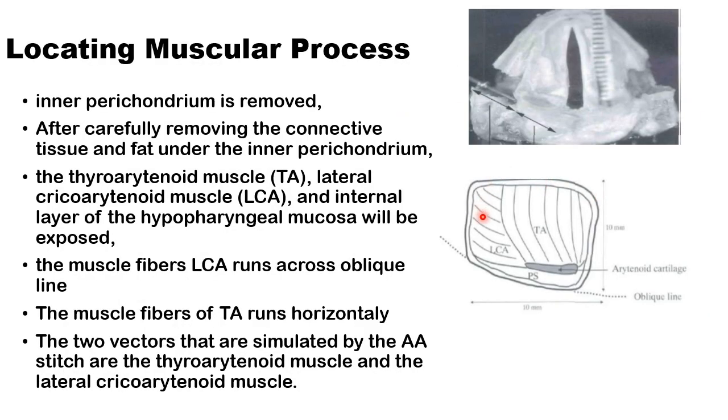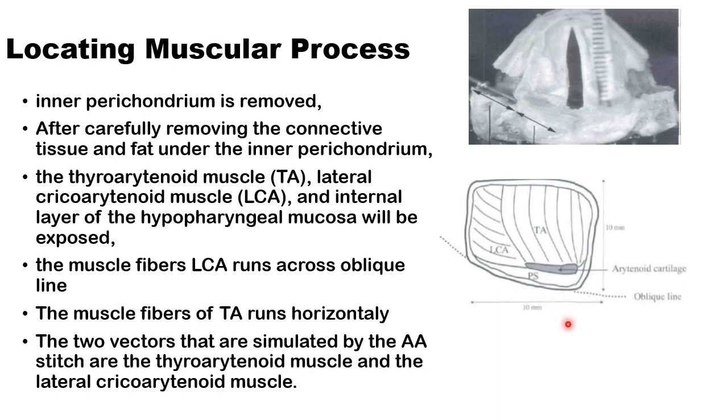Once the square window has been created in the thyroid ala, the inner perichondrium can be incised and careful dissection of the lateral part of the paraglottic space, connective tissue and fat will be undertaken. This will expose the muscle fibers. The horizontal muscle fibers going from posterior to anterior are those of the thyroarytenoid muscle. The oblique muscle fibers going from posterior superior to anterior inferior are those of the lateral cricoarytenoid attached to the muscular process tip.